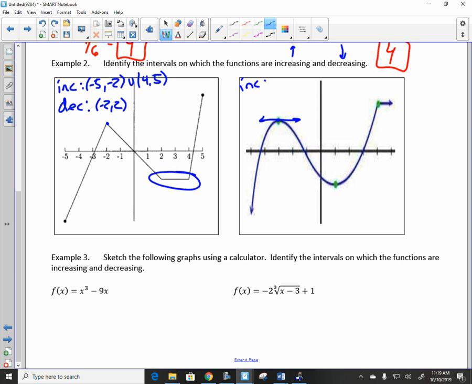So in this situation, it's increasing from negative infinity because we have an arrow all the way over to 1, 2, 3, over to negative 3. And then it's increasing again from 1 to 4.